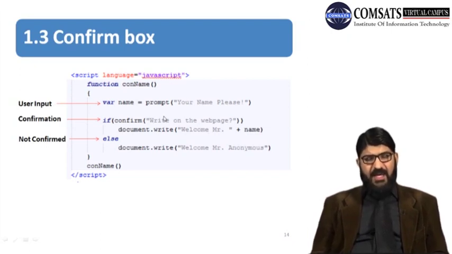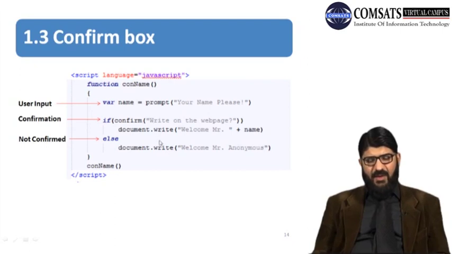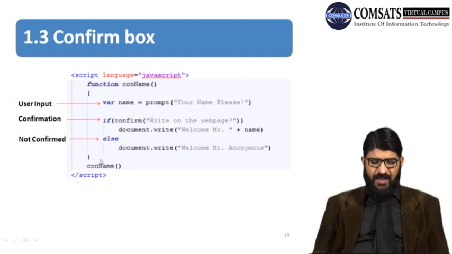But if the user has pressed the Cancel button, it means a false value is returned. The user doesn't want to get it printed. Then the else part will be executed, and the document.write function, that is the output function, will write welcome Mr. Anonymous. So the name is not mentioned, and then the function is closed, and now the function is called. After that, the script tag is closed.